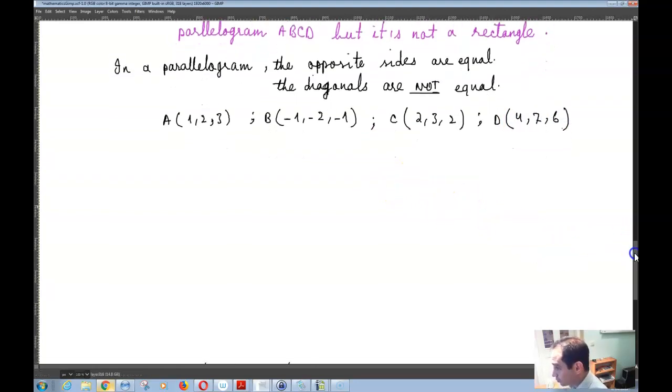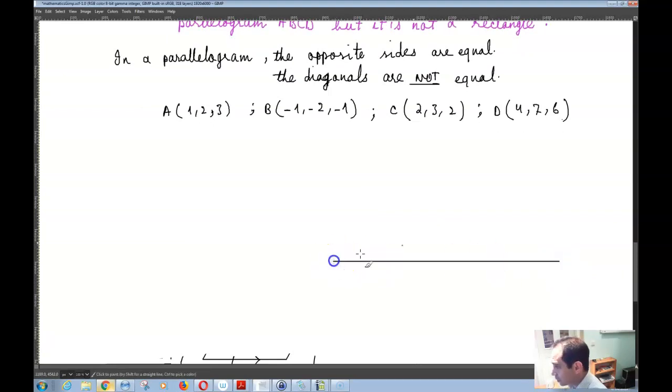So now if you plot these points in a 3D coordinate system, this is the x-axis, this is the y-axis, and this is the z-axis. So you have (1, 2, 3): 1, 2, and 3 over here. This would be point A. And then point B would be (-1, -2, -1), some point over here. This would be point B.